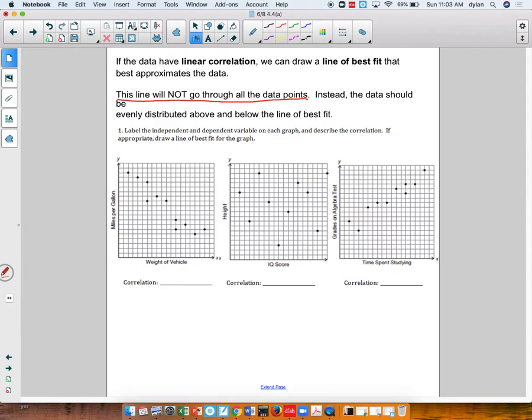So for example, if we want to label the independent and dependent variables on a graph, and then describe the correlation and draw a line of best fit, we can do that. So for example, the first data set compares the weight of a vehicle to the miles per gallon, the fuel efficiency. So for this problem, the weight of the vehicle would be our independent variable, and the miles per gallon would be our dependent variable because the miles depends on the weight. The correlation here is clearly negative. It's going down.